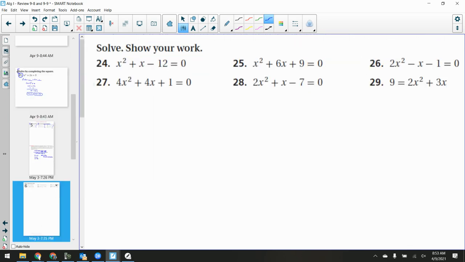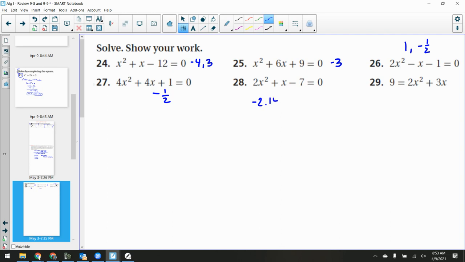All right, and then let's take a look at the last 6. I'm going to read off answers here. If we need to go more in depth with these answers, I can definitely do so. Number 24 is -4 and +3. Number 25 is just -3. Number 26 is 1 and -1/2. Number 27 is just -1/2 or -0.5.